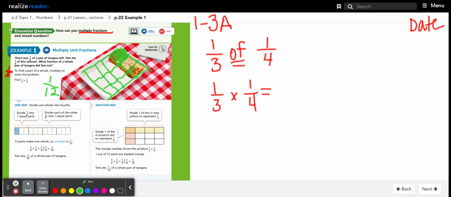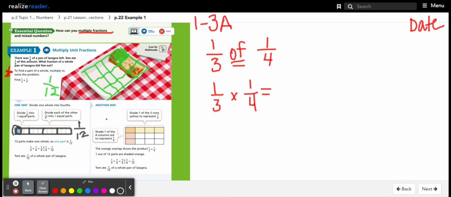Let's see if that matches these examples down here that they gave us. So the one way, very similar. They divided, if we look at the black lines, that's a whole. They divided that into fourths, right? We see fourths here. And then they divided the 1/4 into 3 equal parts. So this blue area is really 1 out of 12 parts, because if we divide each of the other 1/4 into 3 parts, there's 12 total parts, and there's only 1 out of the 12 blue.